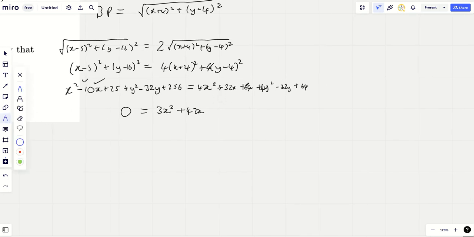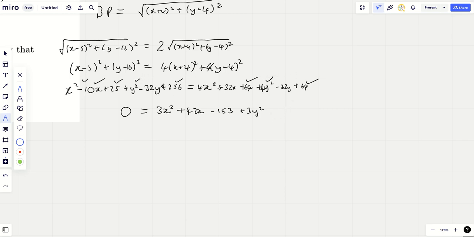Okay, we've got 128 on this side, take away 256, you'd have minus 128. Take away another 25, you'd have minus 153. So that's that one, that one, that one, and that one dealt with. Do that arithmetic carefully though. Okay, plus 3y squared, that's that one and that one dealt with.